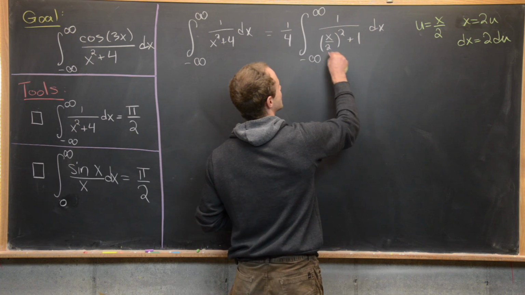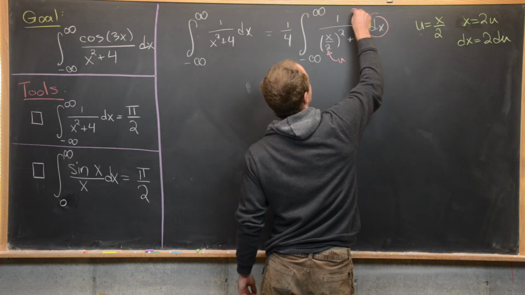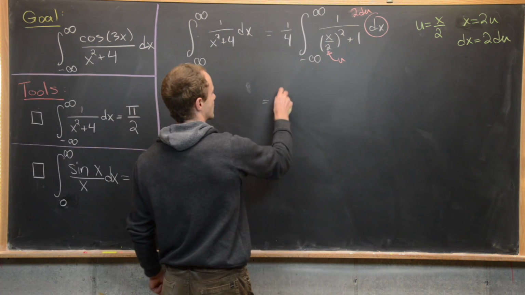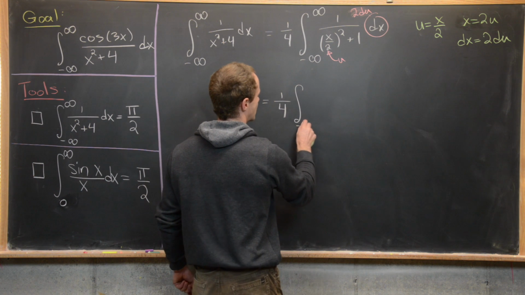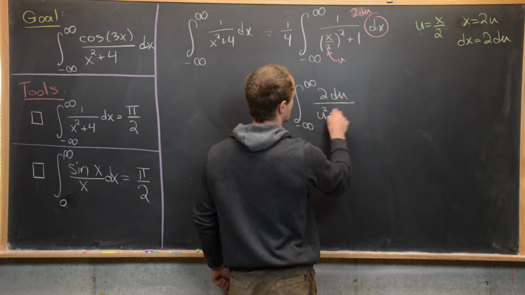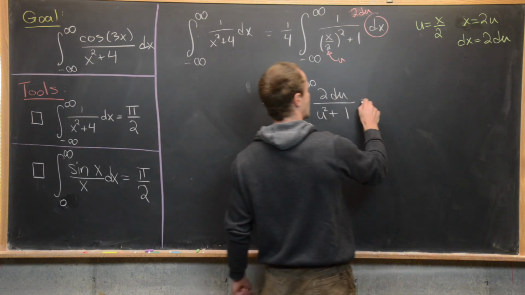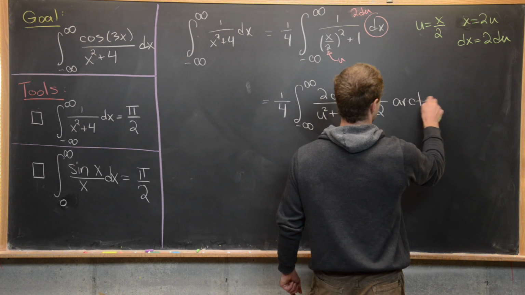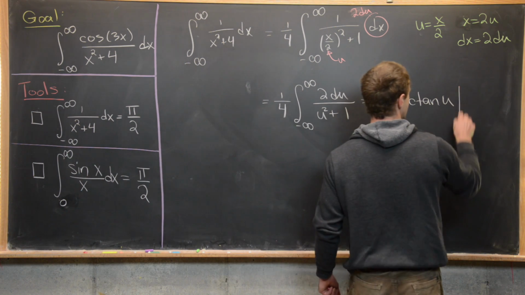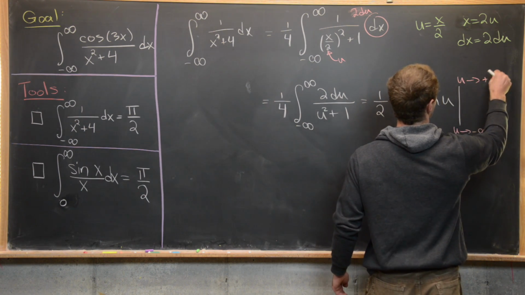So let's see what that gives us. We've got this thing down here can be replaced with u, and then my dx can be replaced with 2 du. Okay, great. So now we've got 1/4, and the integral from minus infinity to infinity of 2 du over u squared plus 1. Now notice this 2 and this 4 will cancel to a 1/2. And then I have the arctan of u, because that's the antiderivative of 1 over u squared plus 1. And I need to evaluate that as u approaches minus infinity and u approaches positive infinity.